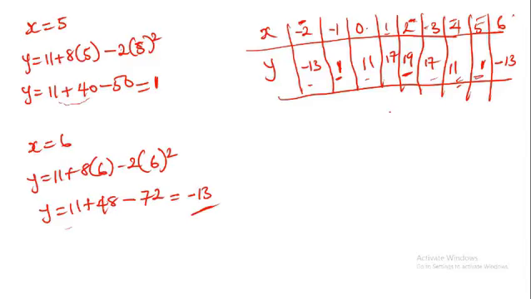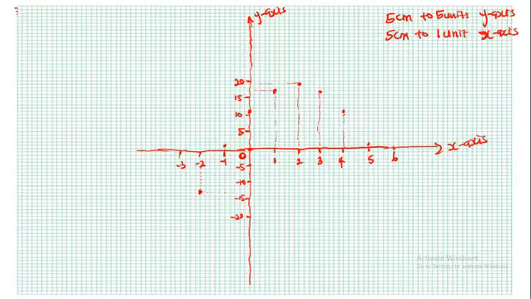Then lastly, when x is 6, y is minus 13. This is the point where x is 6. So we trace minus 13 down. And this is the point where it is 10, 11, 12, and 13. We have it here. And then we need to join these points together to form the curve.